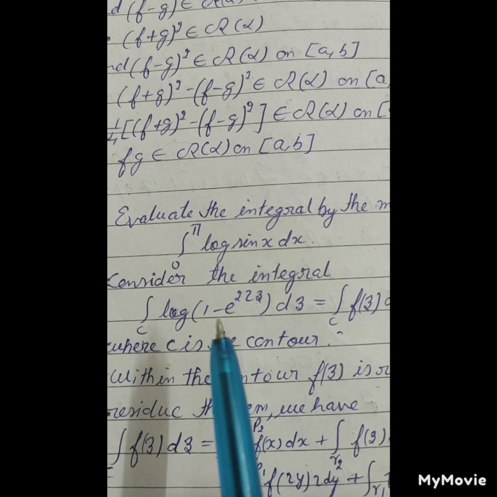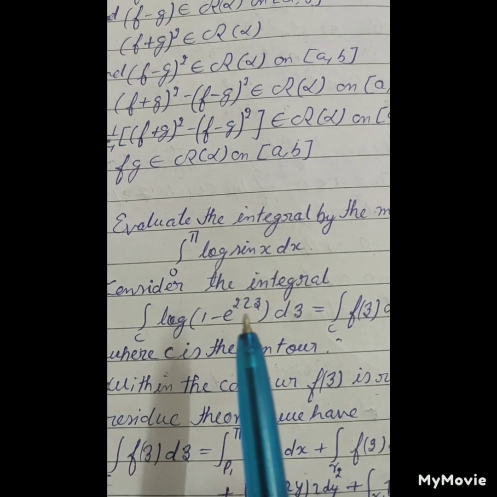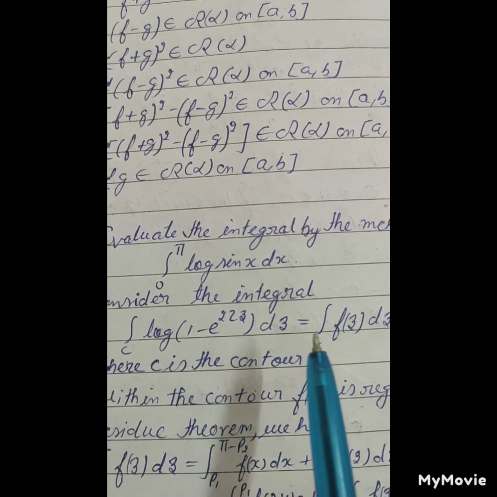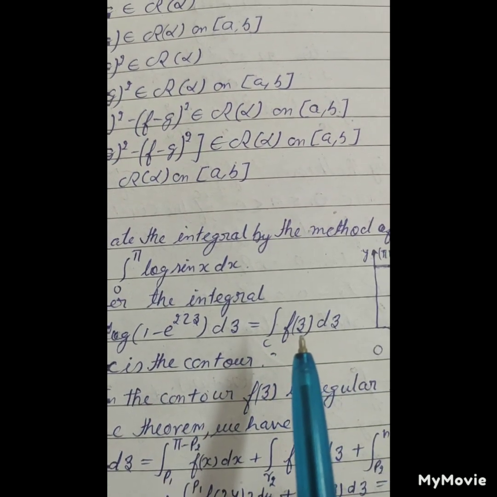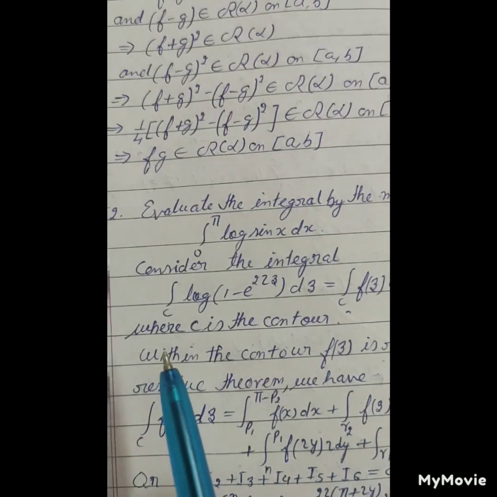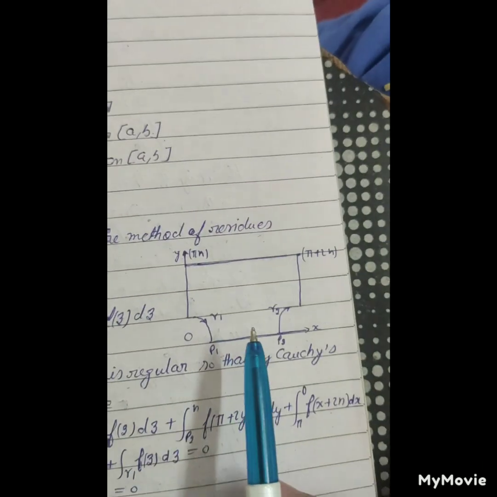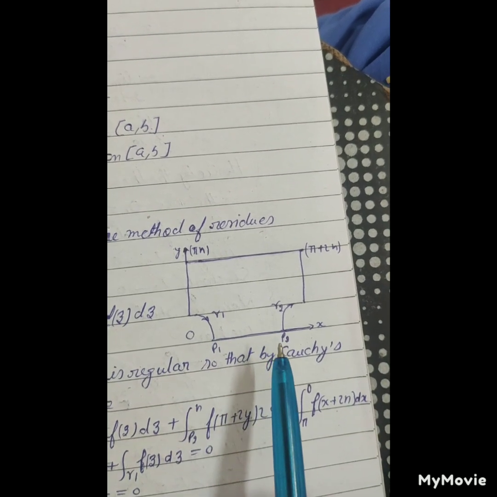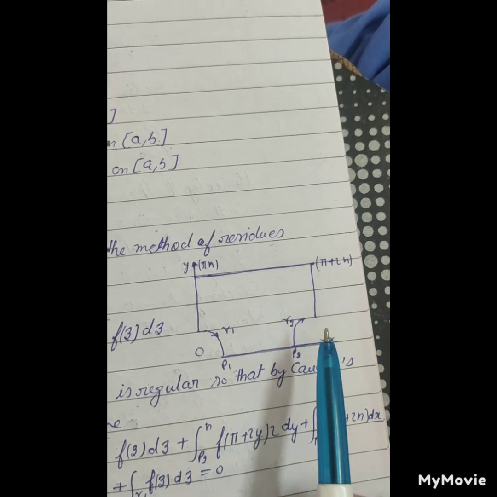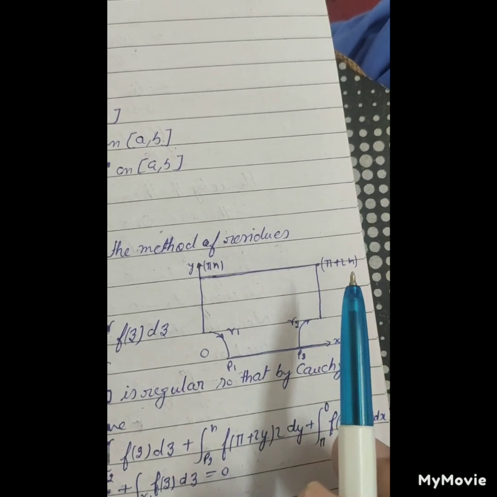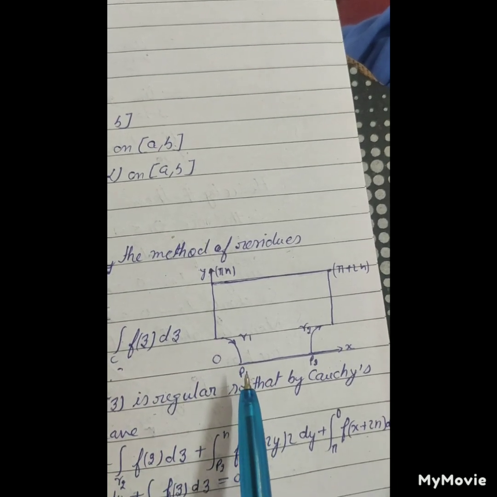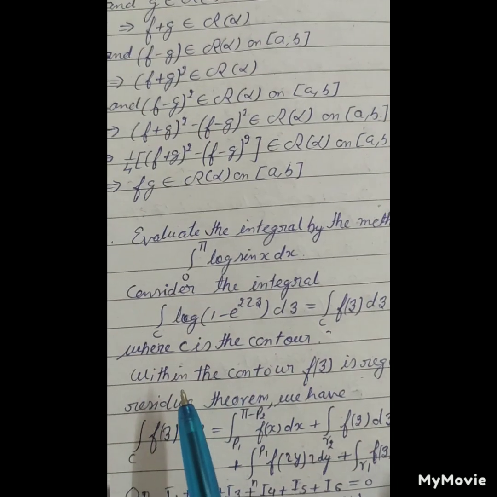integral over C of log(1 − e^(2iz)) dz, which is equal to the integral over C of f(z) dz, where C is the contour consisting of ρ1 to ρ2, Γ2, and Γ1.